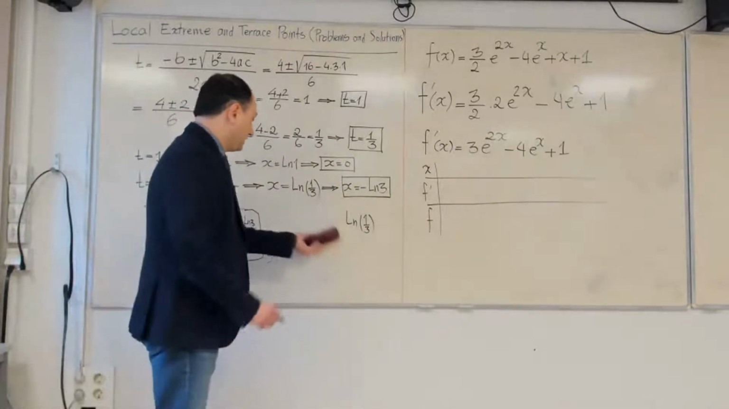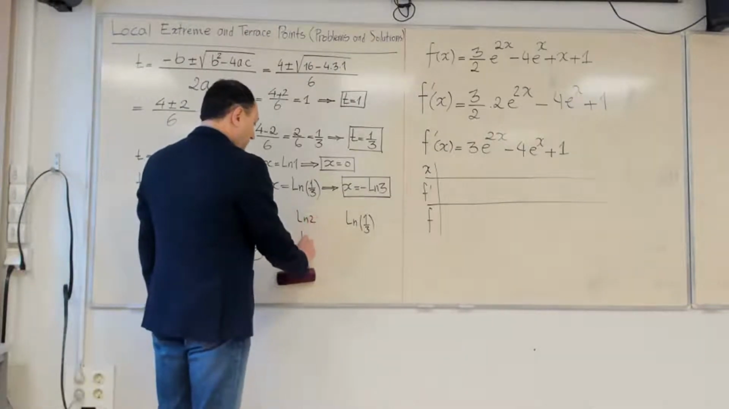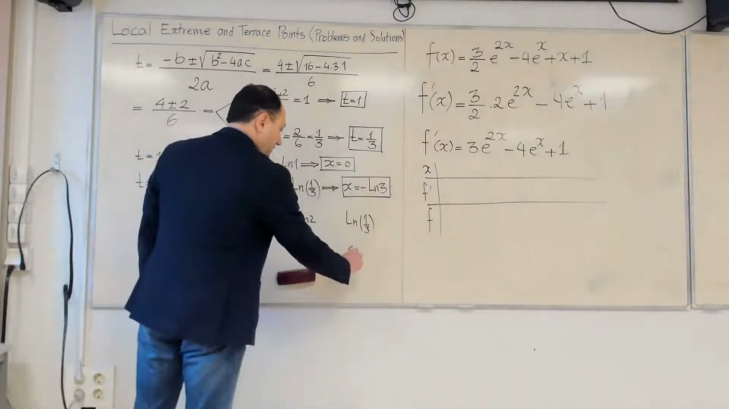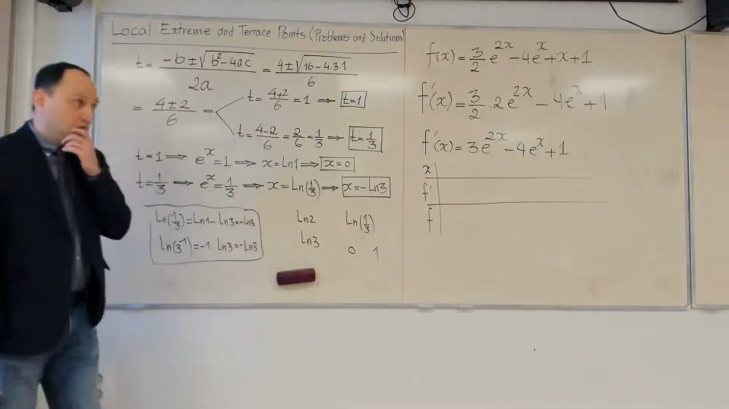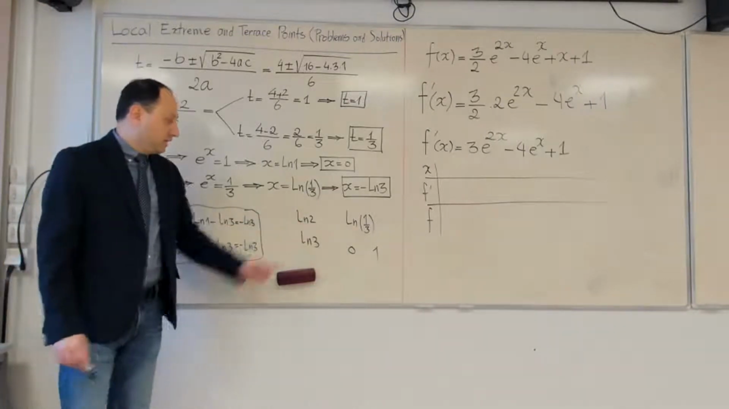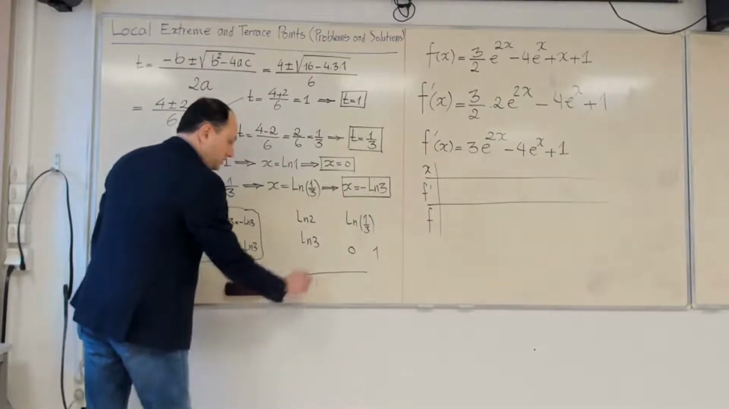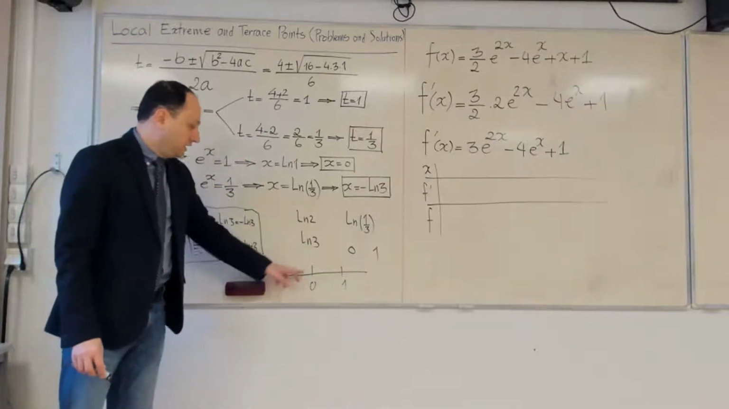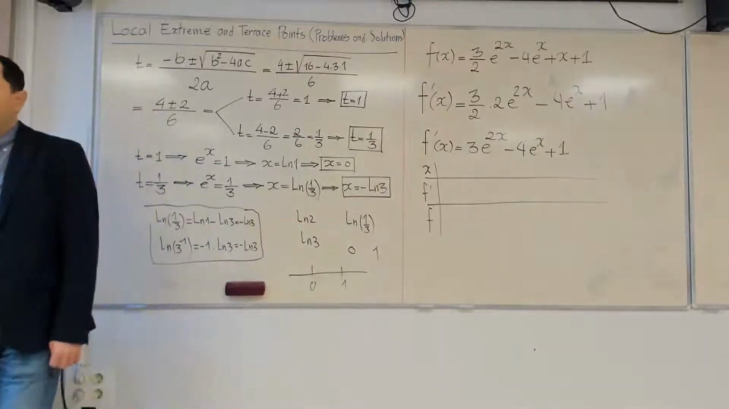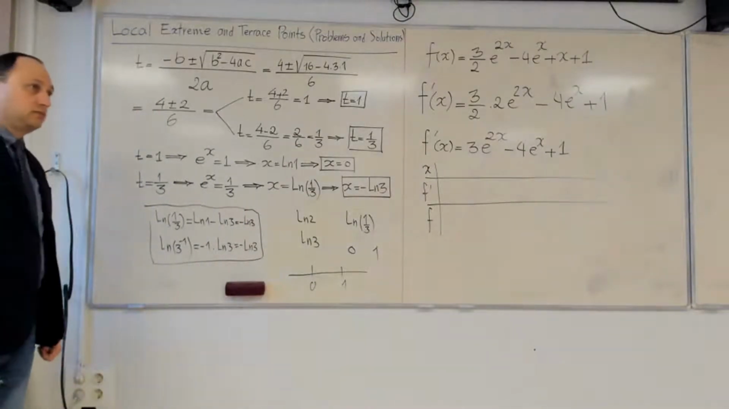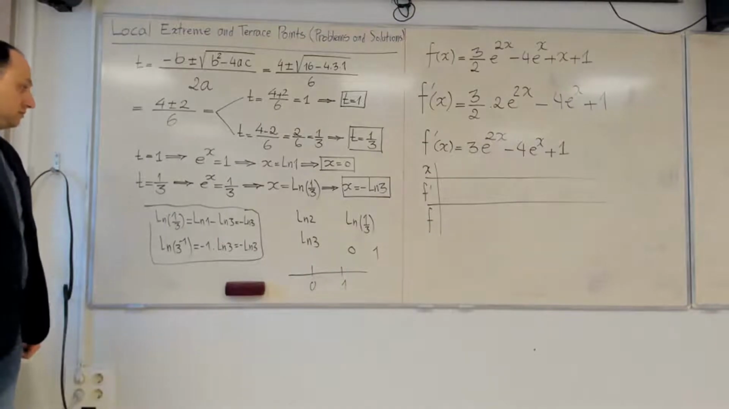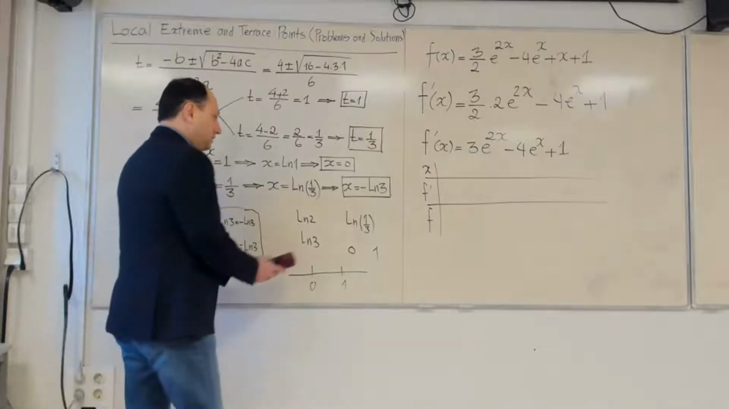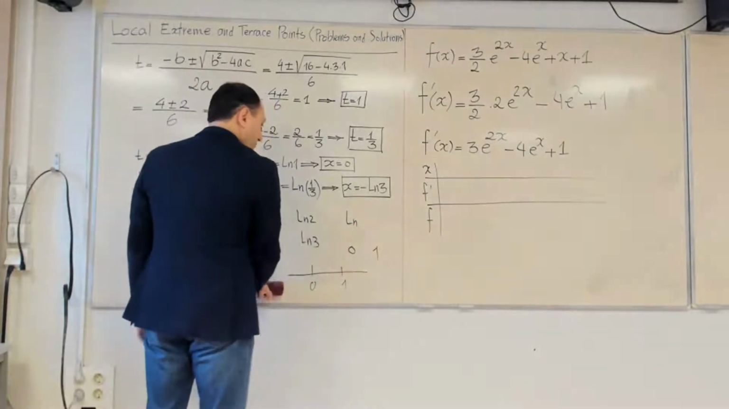So let me just write ln of 2, ln of 3, ln of 1 over 3. I want to compare them with respect to 0 and 1. This is the x-axis, here is 0, here is 1. If you want to put ln of 2 somewhere, here, here, here, where do you put it? Without calculator. And where do you put ln of 3? And where do you put ln of 0.5?